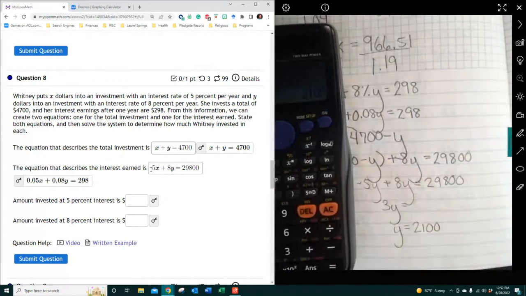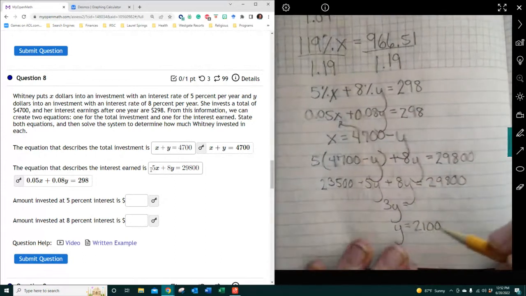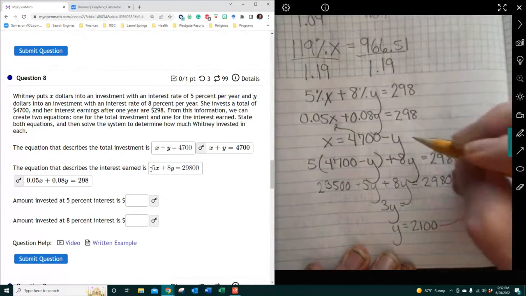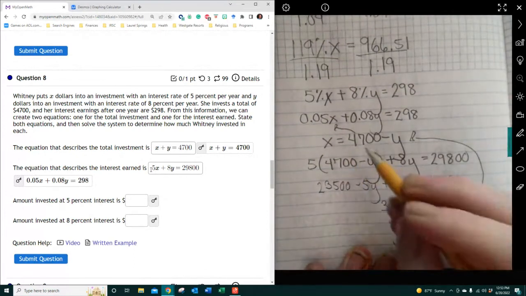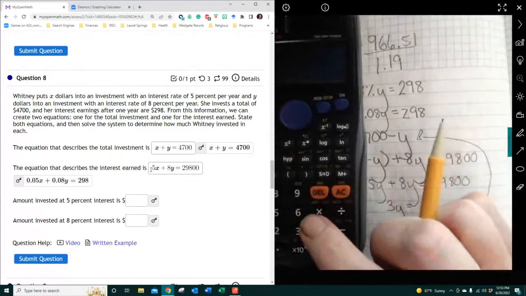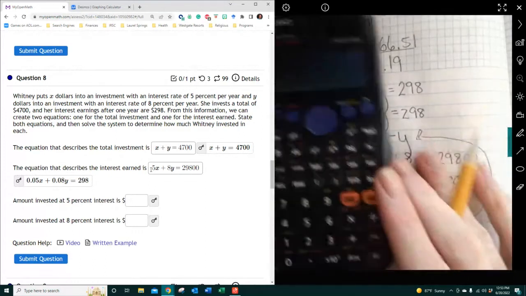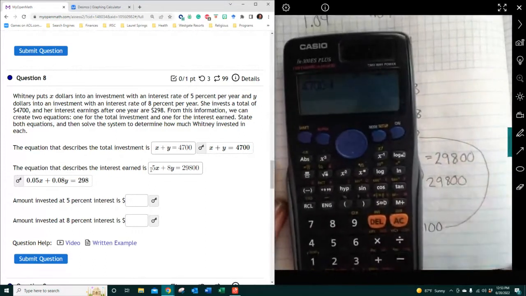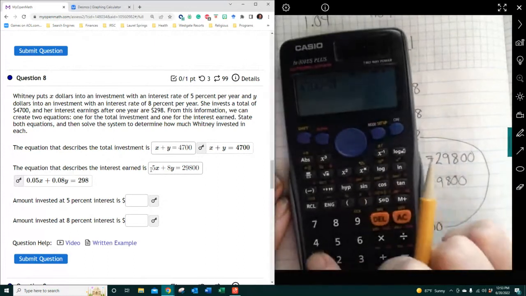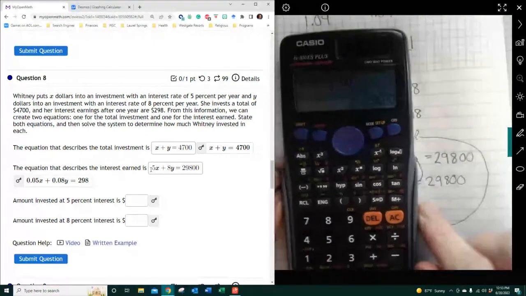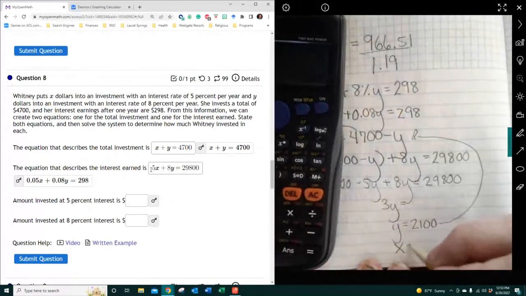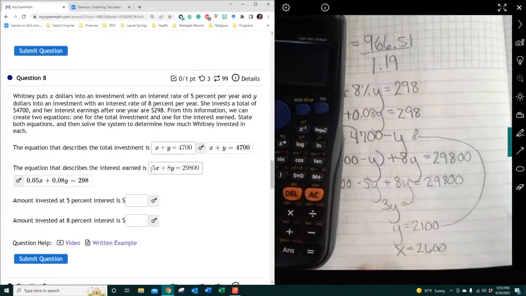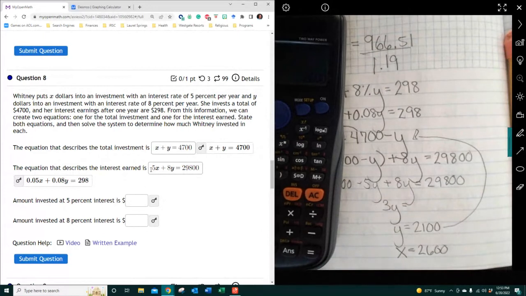Okay. Now, once I have this value, I'm going to go ahead and plug that back into here because I want to solve for what X is. So I'm going to take this 4,700 and minus the 2,100. And you could probably do that mentally, but anyway, it's 2,600, right? So now I have X at 2,600 and Y at 2,100.